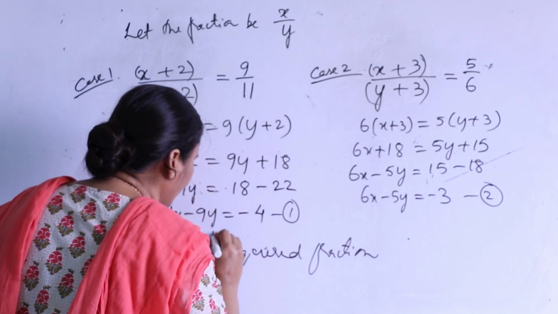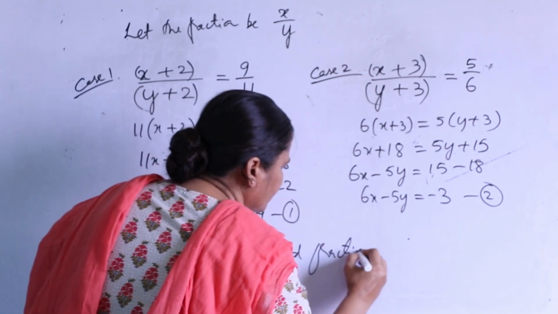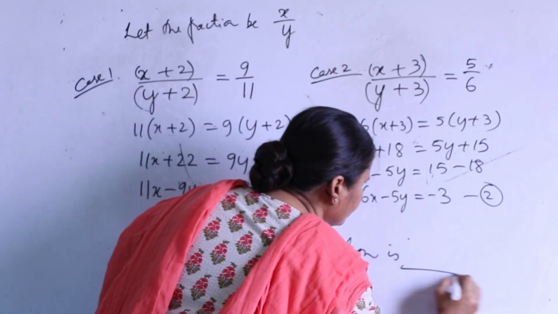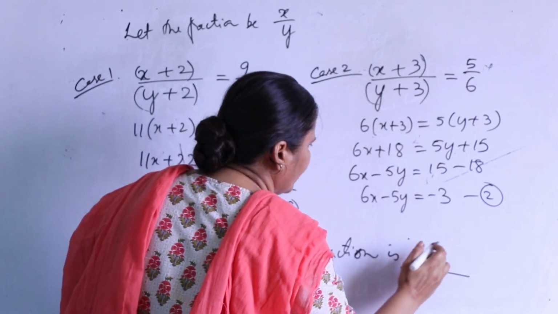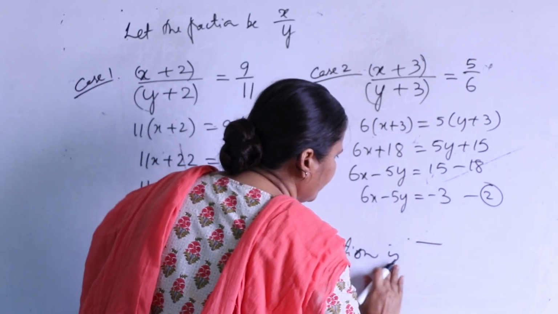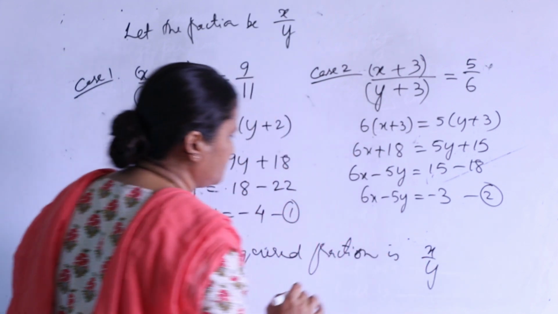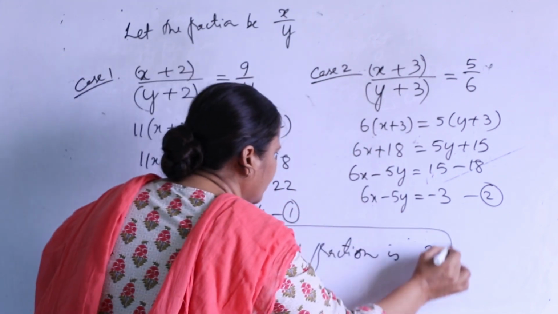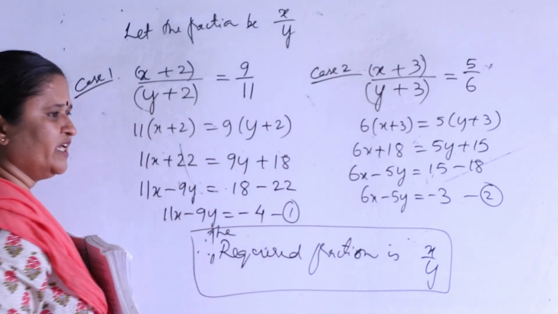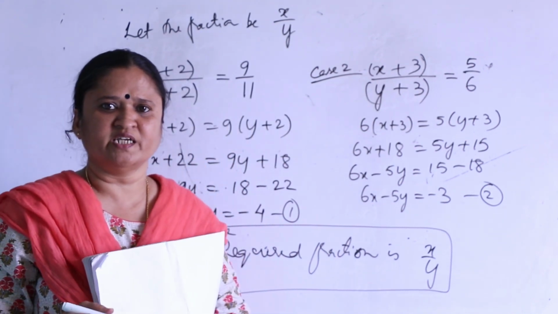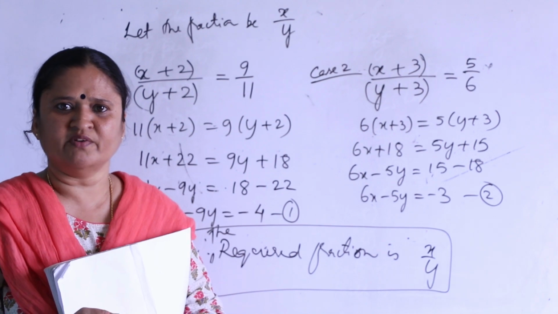Therefore the required fraction is x by y. You should write the x and y values here. Put the values in this place. This is compulsory. Therefore, the required fraction is, and then you should substitute the values.